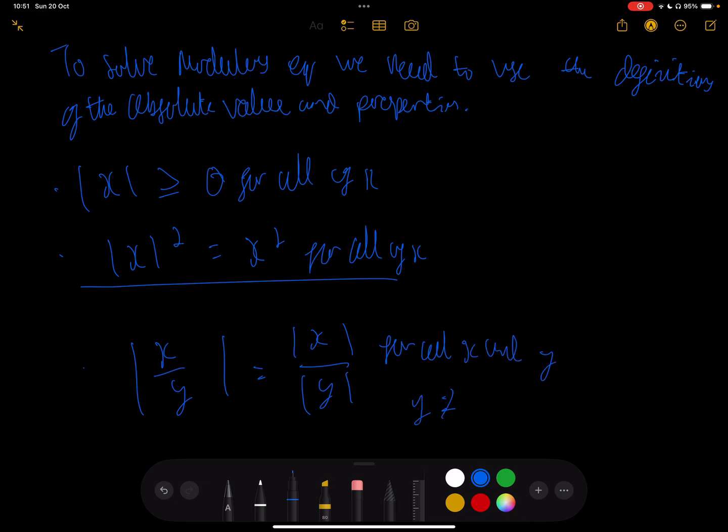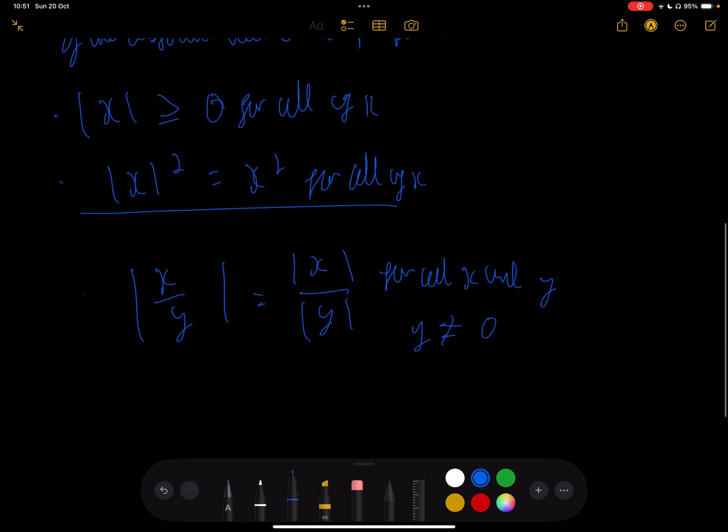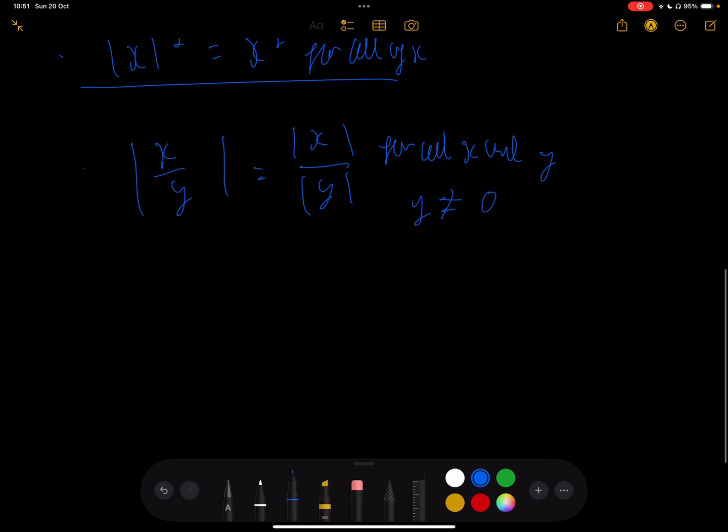This is going to help you manipulate certain equations to put them into a format that's more familiar and that you're more comfortable with solving.